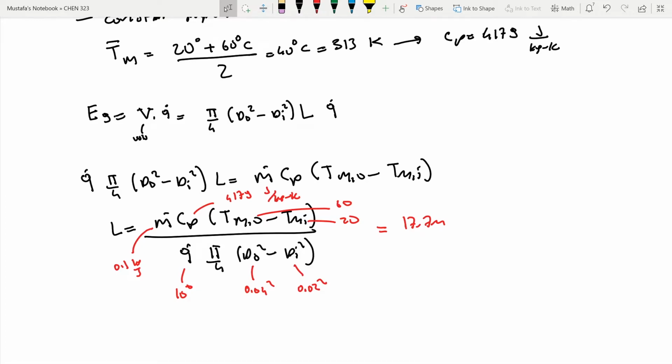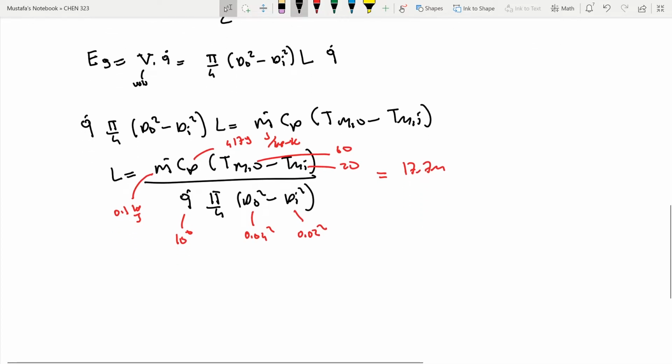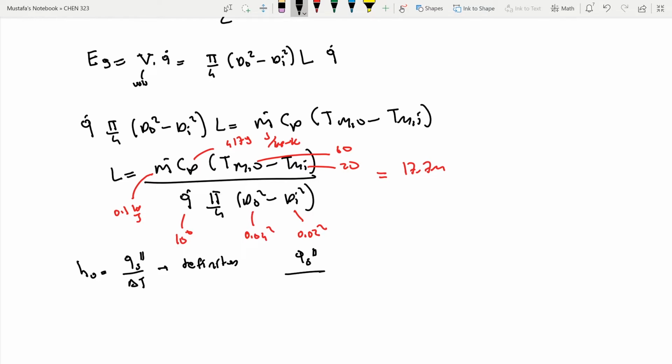And if you want to calculate, for instance, the convective heat transfer coefficient, h naught is defined as heat flux divided by delta T. That is the definition. We learned this in chapter 6. So that means Qs divided by Ts,o minus Tm,o, if you want to calculate h at outlet.